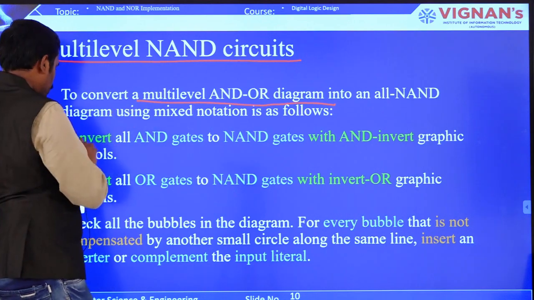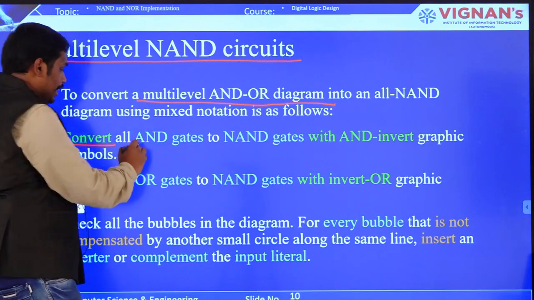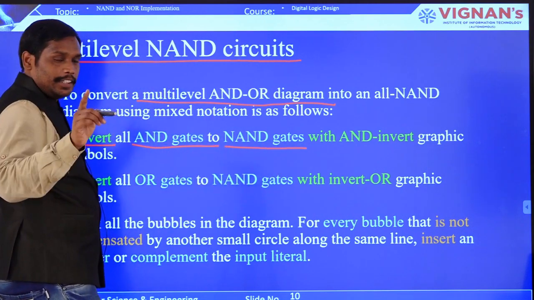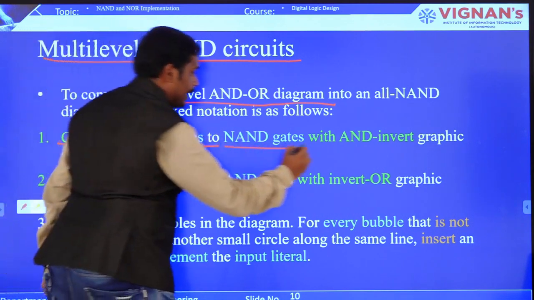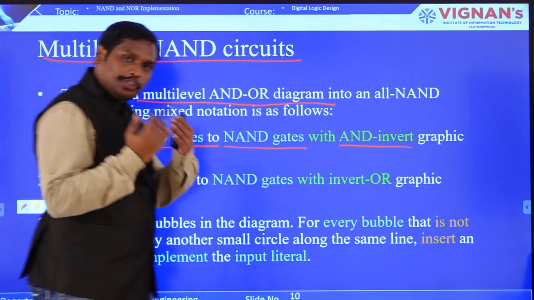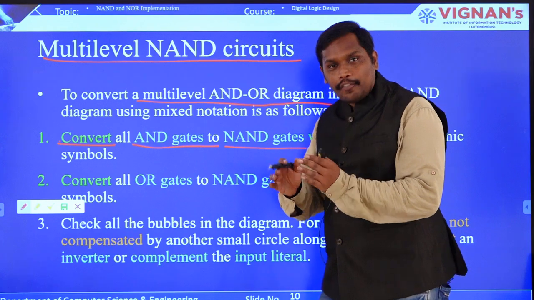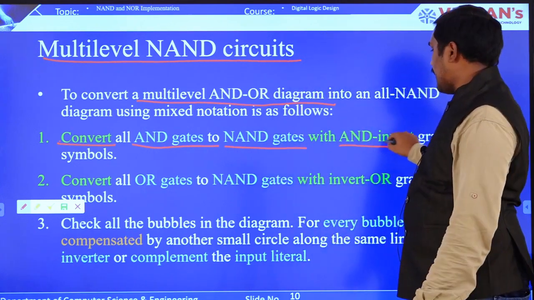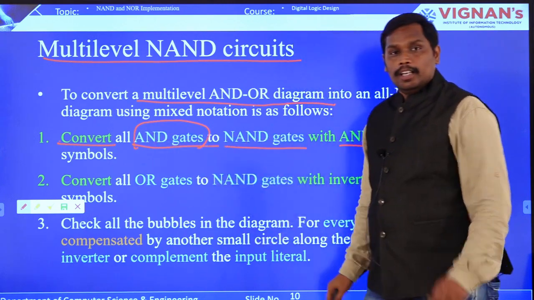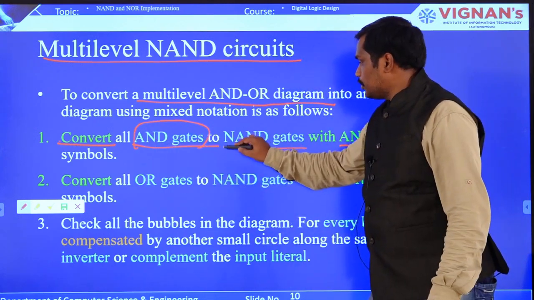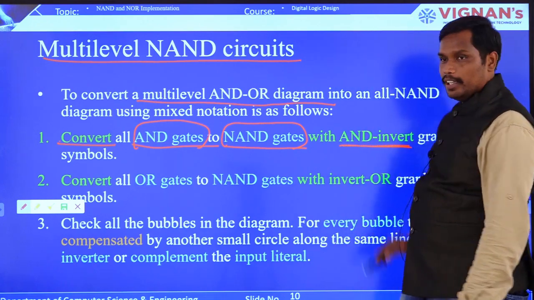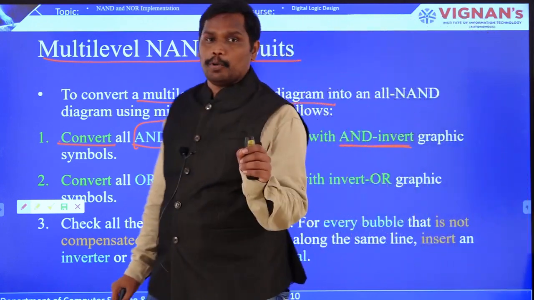As I told you, convert the AND gates into NAND gates, as you have seen in the previous slide, that is AND followed by invert. Whenever you are going to use NAND gates, you are going to use AND followed by NOT, that is AND invert. I hope you got the point. This is an AND gate, and we have to convert it to NAND gates. How is it converted? With AND invert. Did you get that logic? That is a very important logic.